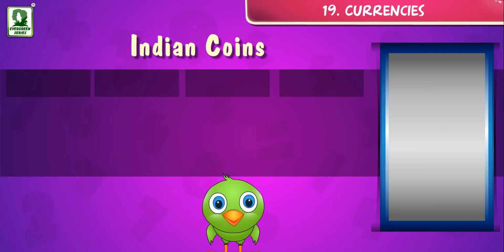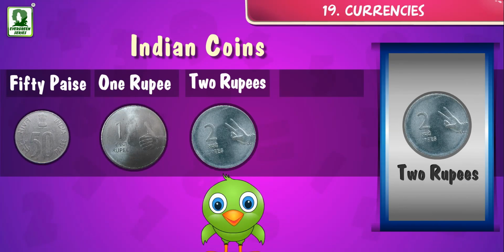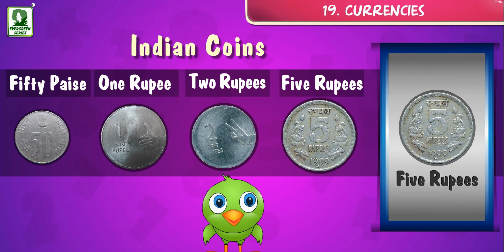Indian coins: 50 paise, 1 rupee, 2 rupees, 5 rupees.